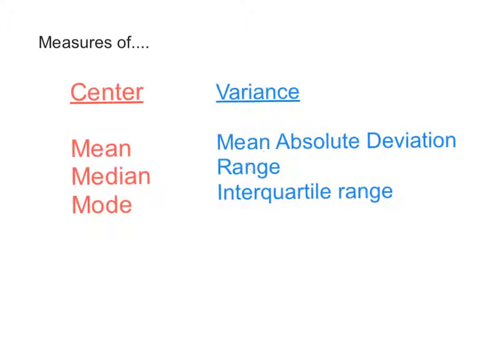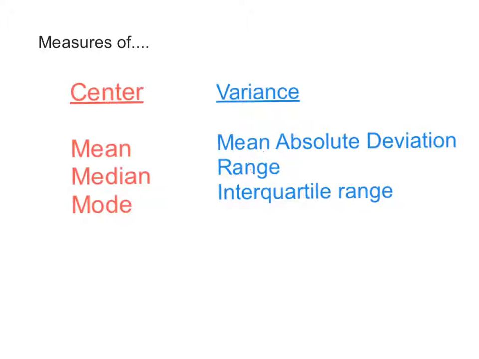When we're talking measures of variance or variability, that's how far apart they are. What's the spread from high to low? You're talking the mean absolute deviation, which we're actually not going to use today, but that is part of the variance, and range and interquartile range. These two are the ones we're going to use today, okay? So measures of center and measures of variance.